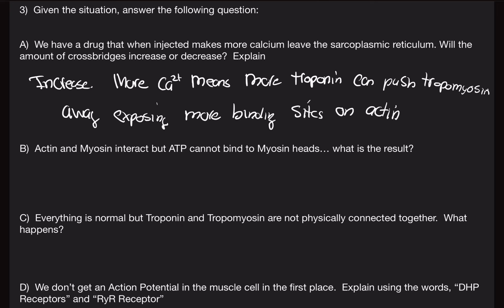Actin and myosin interact, but ATP cannot bind to the myosin heads. What is the result? Each situation is independent, by the way. So what's going to happen here is muscles will stay contracted.